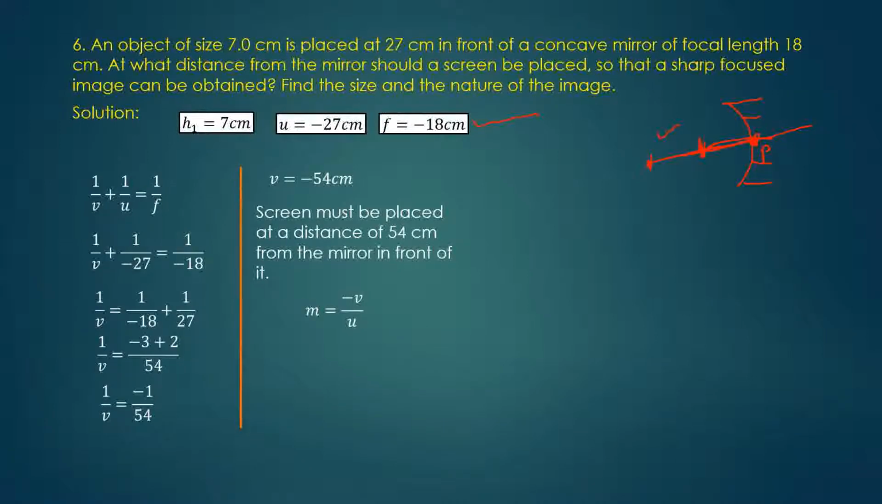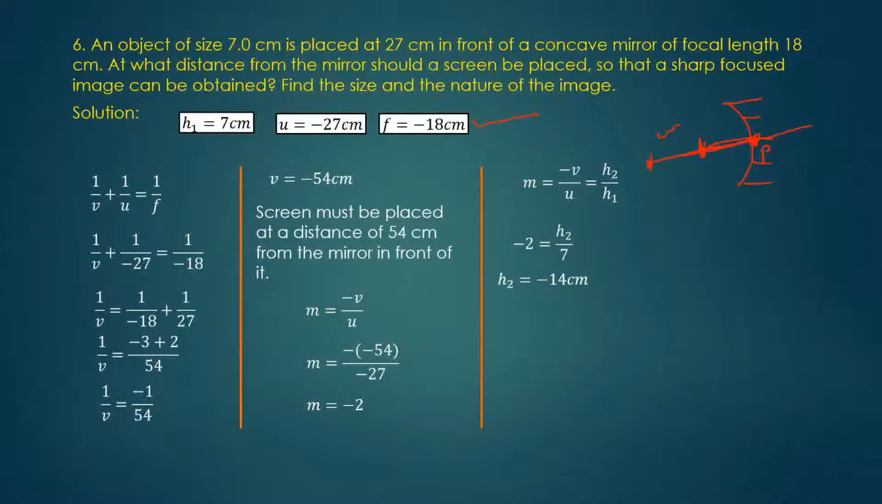Now we have to find the size. So in order to find the size, find the magnification m equal to minus v upon u for mirror. Put the value of v and u, we will get m equal to minus 2. So m is equal to h2 upon h1. When we put the value of m and h1, h2 will come out to be minus 14 centimeter. So h2 is negative, it means the image formed will be inverted image. So the image is 14 centimeter in length and is inverted image.